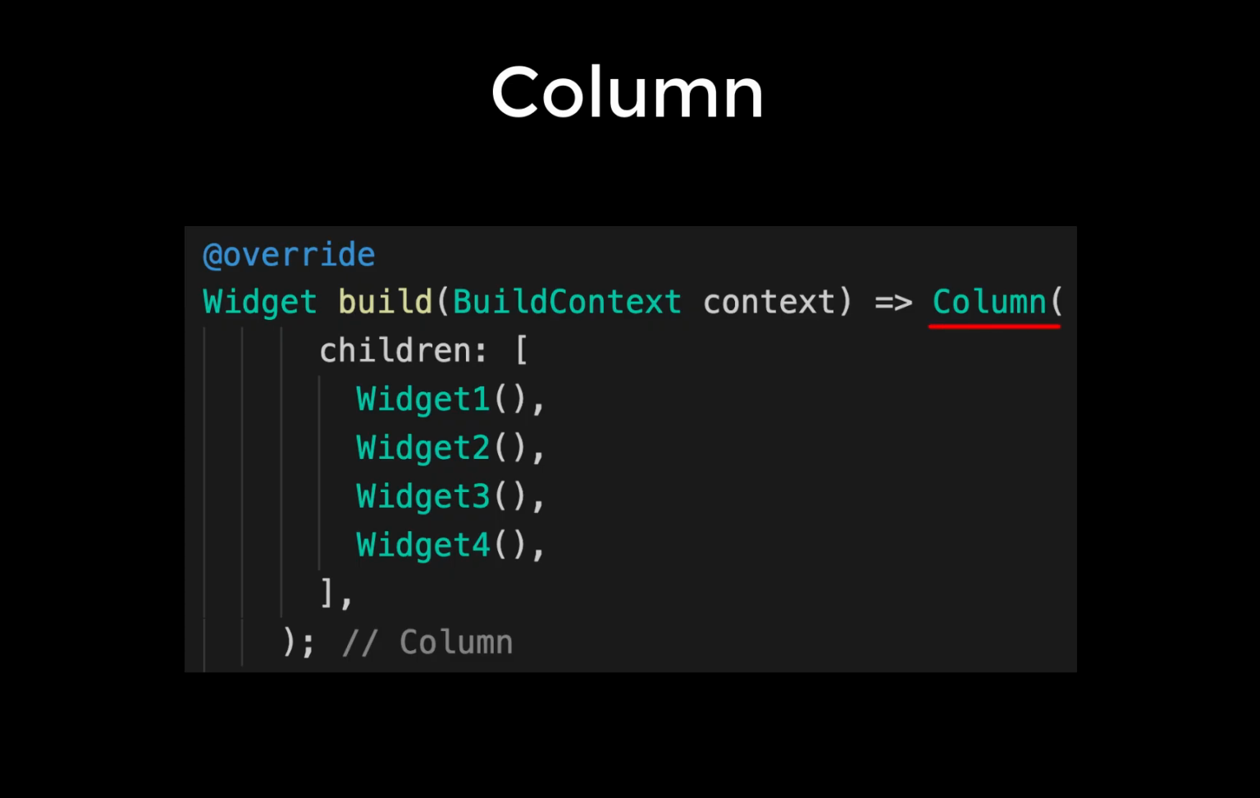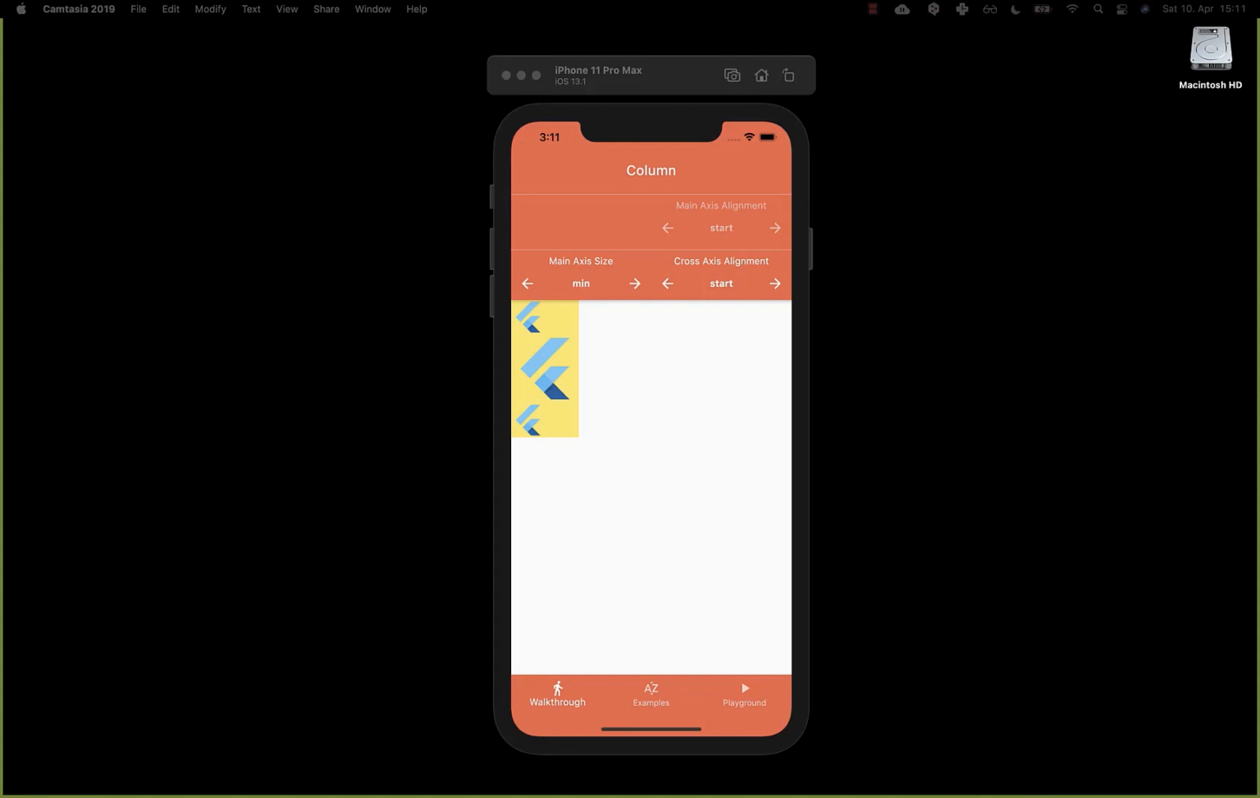Let's get started by creating a column widget. Therefore, you go to your build method and then you create within your children property all the widgets which you want to display vertically under each other. This column widget has then a lot of different properties which we want to look at right now.